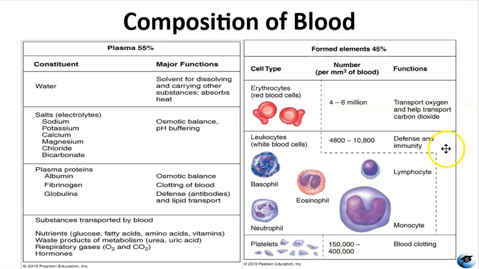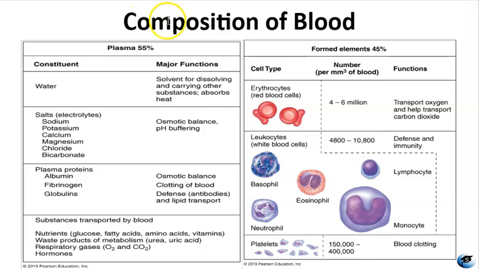And then over here, it gives a nice breakdown of the other 45% of your blood, which is going to be your red blood cells, erythrocytes, or RBCs. Those are all the same thing. White blood cells are also called leukocytes, or WBCs. And then within the leukocytes, you have basophils, neutrophils, eosinophils, lymphocytes, and monocytes. We'll talk some more about those shortly.